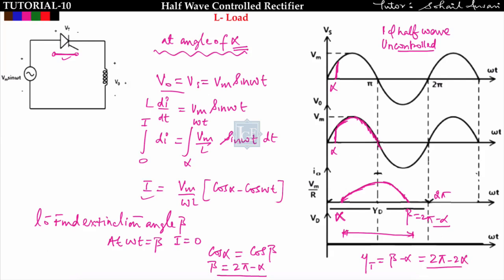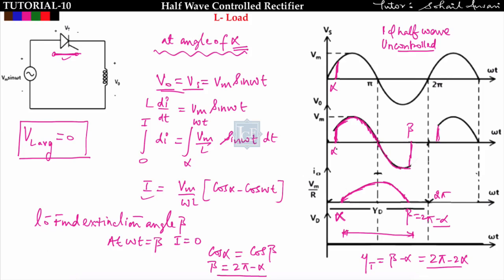So the average voltage across the inductor, we know, is always 0. Remember this: VL, the average voltage across the inductor, is always 0 in any case. So whatever positive voltage I get must be subtracted by negative voltage. Also we can say that V naught is equal to Vs only when this thyristor is conducting, and this thyristor is conducting from alpha to beta. So I will get output voltage from alpha to beta like this. This is beta. I won't get it from 0 to alpha, and again from beta to 2 pi I won't get. In this way the cycle repeats.